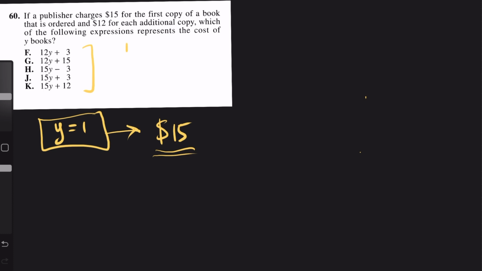The first one gives 15, the next one actually gives 27, the next one gives 12, the next one gives 18, and the last one gives again 27. Because all of them, except for the first one, are not working, just by having this observation we have been able to see that the solution here is F.